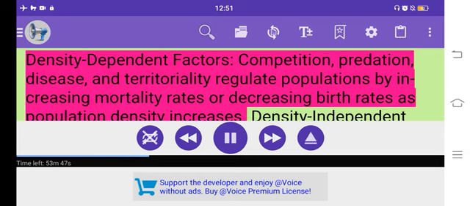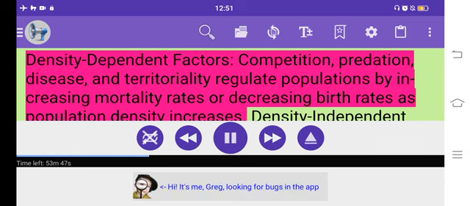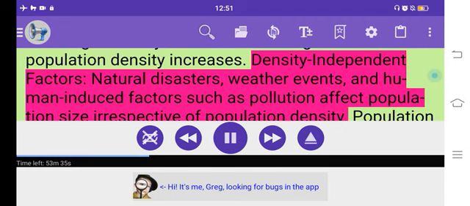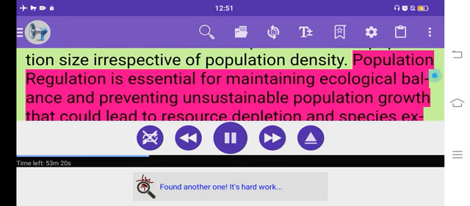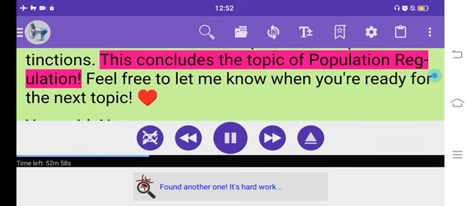Density-dependent factors, competition, predation, disease, and territoriality regulate populations by increasing mortality rates or decreasing birth rates as population density increases. Density-independent factors, natural disasters, weather events, and human-induced factors such as pollution affect population size irrespective of population density. Population regulation is essential for maintaining ecological balance and preventing unsustainable population growth that could lead to resource depletion and species extinctions. This concludes the topic of population regulation.